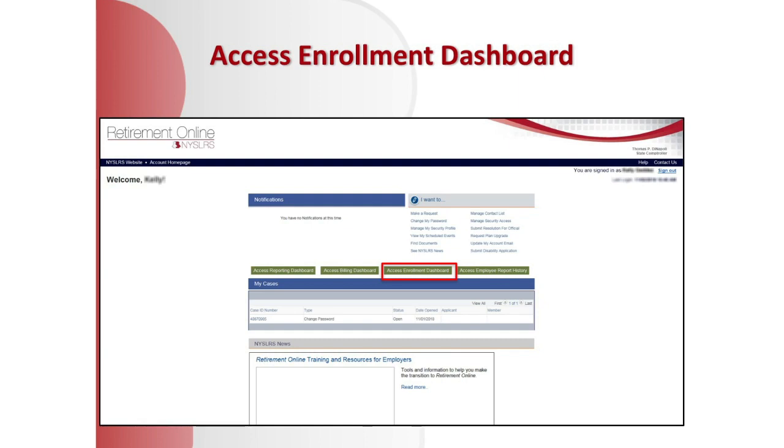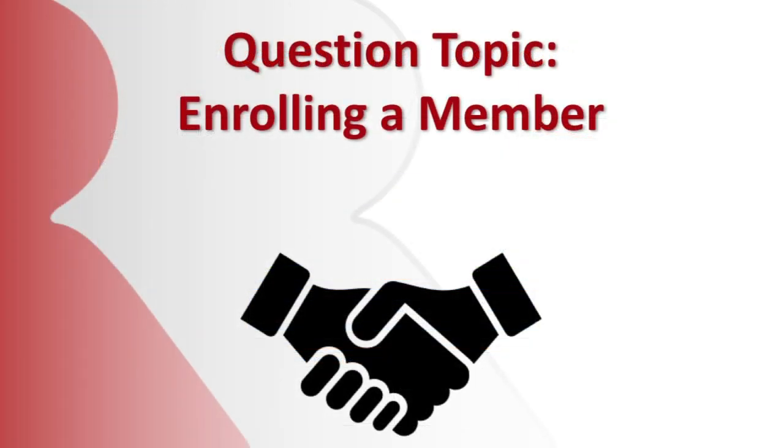The red section here shows you can access the member enrollment dashboard after you log into Retirement Online. You will then be guided through our streamlined process to enter a new member's employment, personnel, and job information. We hope that helps serve as a quick overview of what Retirement Online means to the member enrollment process, and we will now start taking your questions on how to enroll a member using Retirement Online.